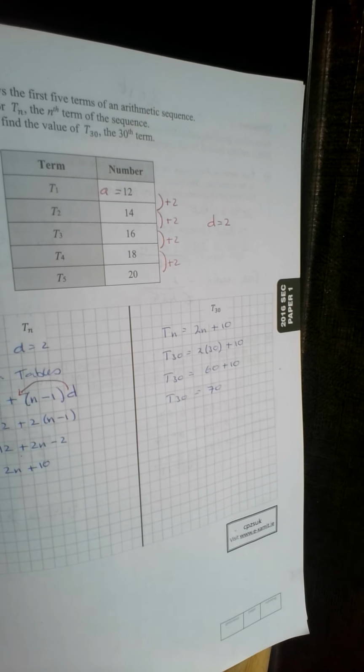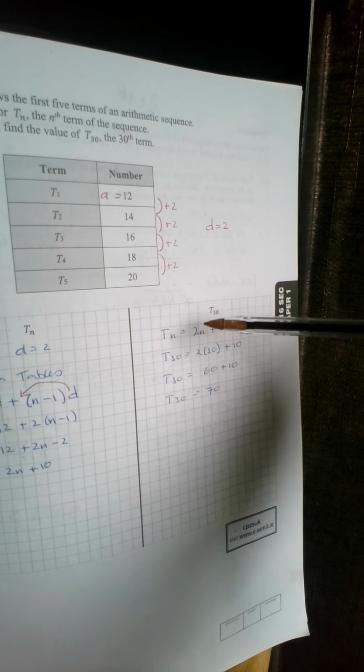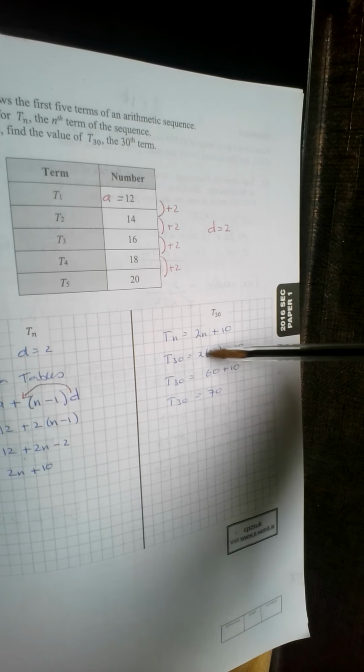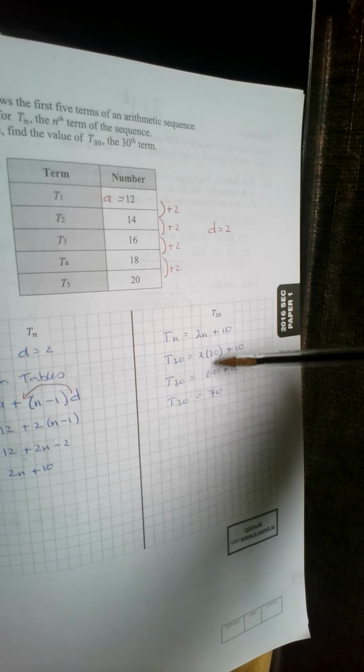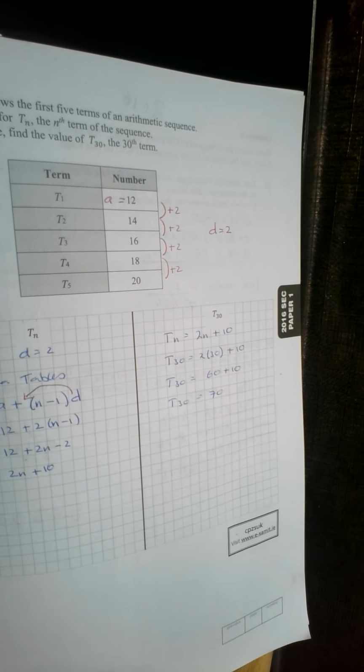Then they ask you for the T of 30. So all we have to do is sub in 30 to our answer here. So Tn is equal to 2n plus 10. I always write the formula to make sure I don't make any mistakes. T of 30 is equal to 2 times 30 plus 10. T of 30 is equal to 60 plus 10. T of 30 is equal to 70.